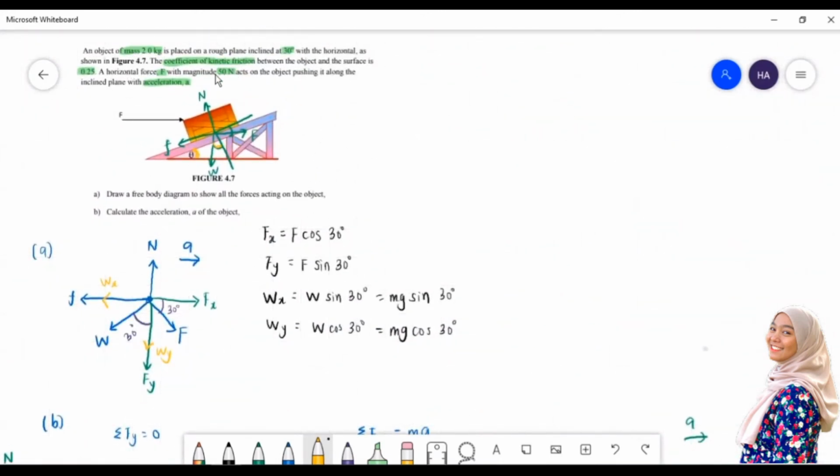F adalah 50 Newton. Dekat tepi. F equals to 50 Newton. Dia bagi mass. Mass equal to 2 kg. Dia bagi apa lagi kat sini? The coefficient of kinetic motion. So, mu equals to 0.25.